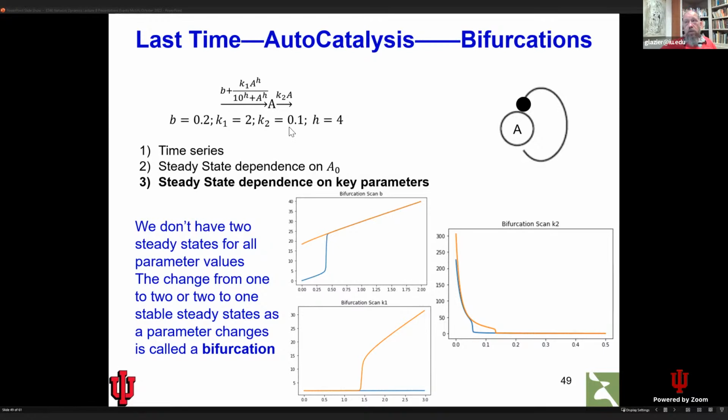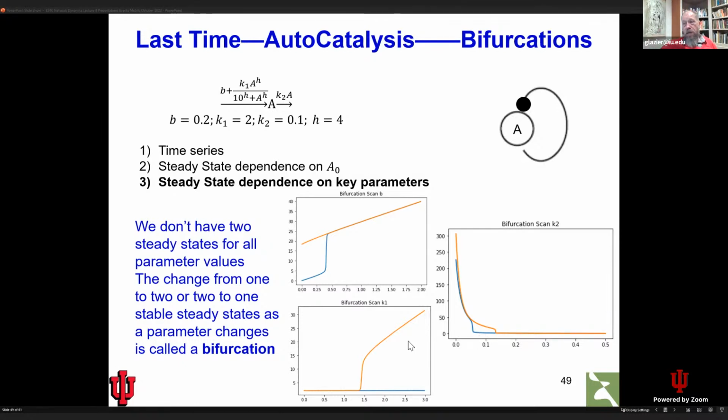What about K2? Here, this is our decay rate. If our decay rate is very small, things blow up. Remember, if there's no decay, the values go to infinity. And so if our K2 is very small, we get divergence, but we only get a high value. If our K2 is very large, things decay very fast. If everything decays, we have nothing. And so if our K2 is very big, we get a steady state of 0 or near 0. But for an intermediate value of K2, we get both the high value and the low value.